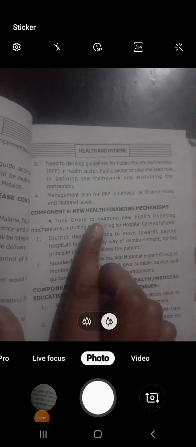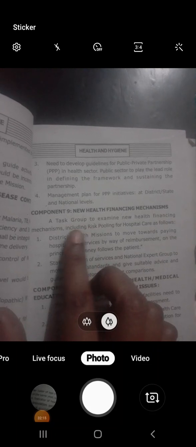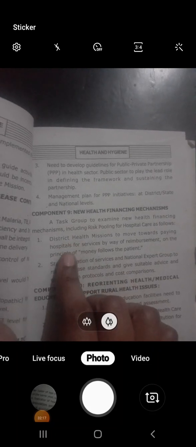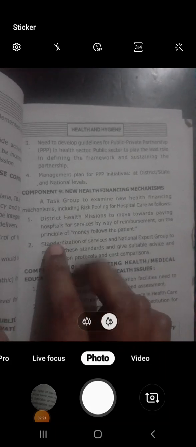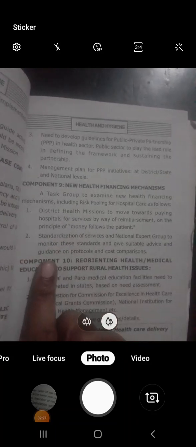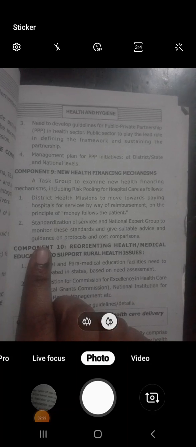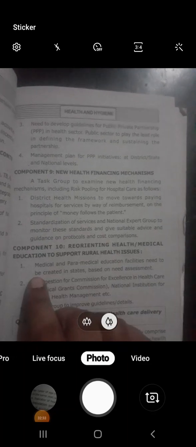Next we are going to have new health financing mechanisms. A task group, some members were appointed here, for hospital care. So here hospital services are provided by way of reimbursement, money follows the patient. And also some standardization of services nationally expected. So it will monitor the hospitals mainly.